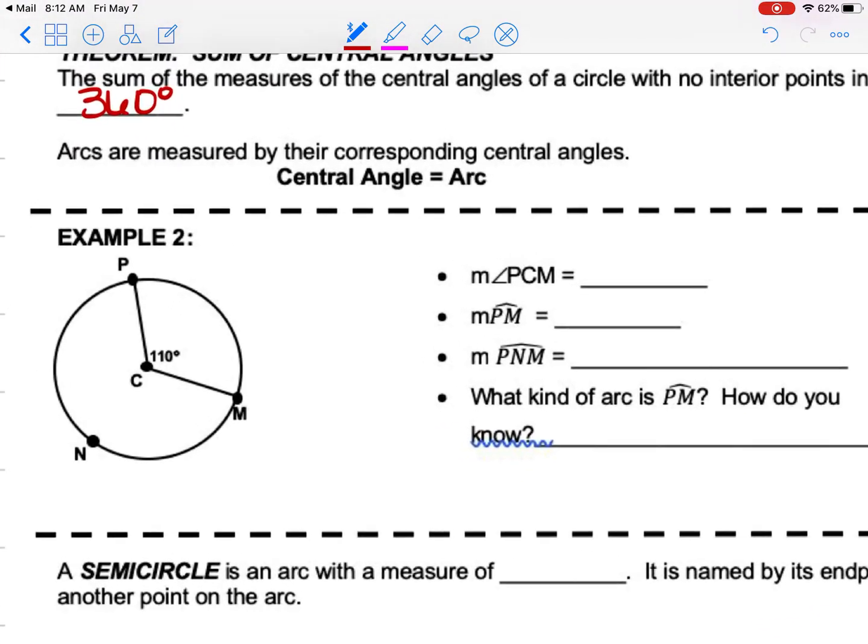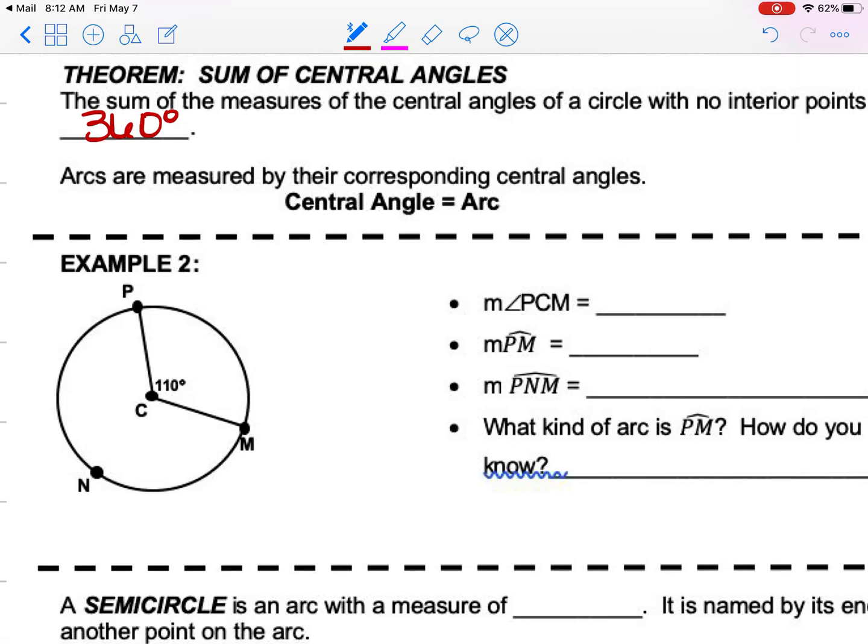So let's look at some examples here. Measure of angle PCM. So let's highlight PCM. We can see they gave us the measure as 110. The corresponding arc, the one it opens up to, is right here. Let me highlight it so you see it's the same. And that would also equal 110. Okay, so 2 letters PM means it's a minor arc, so that would equal 110 also.